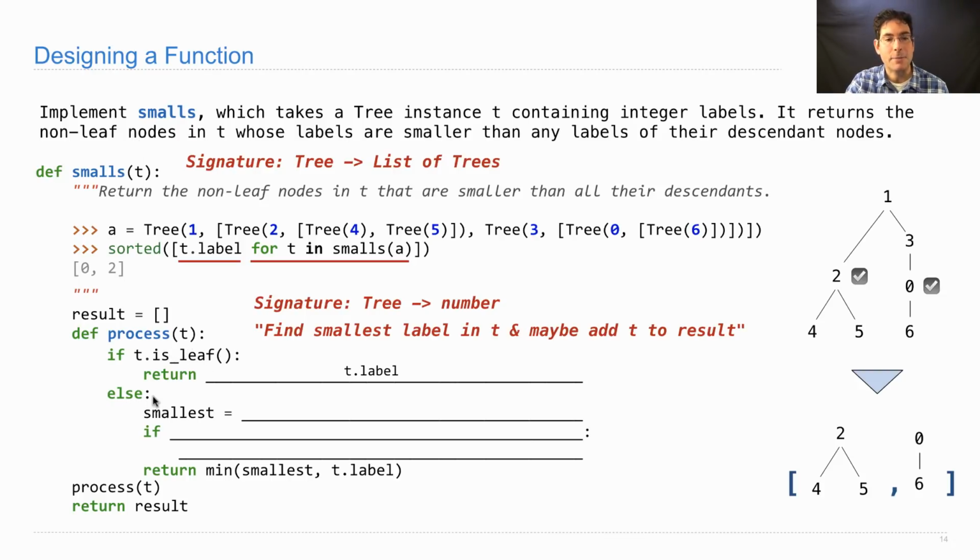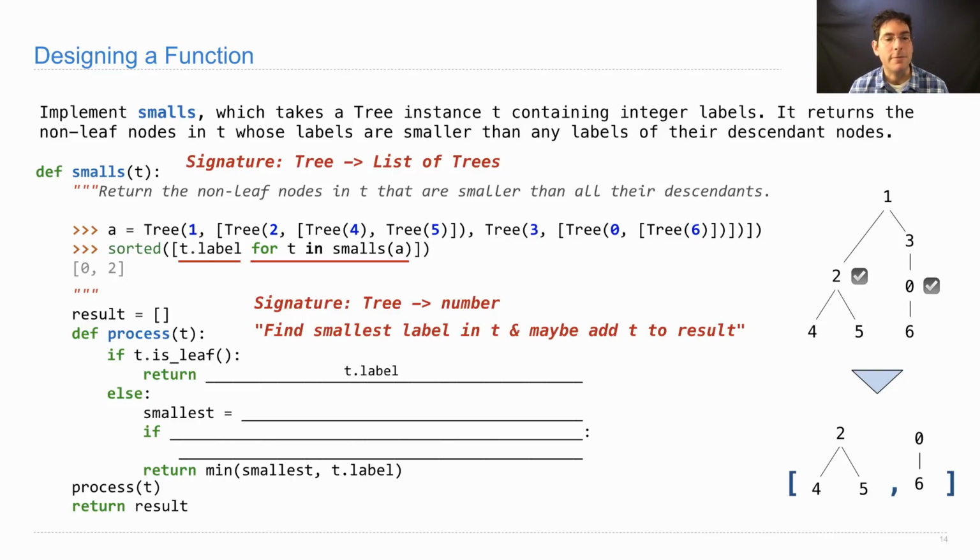Otherwise, we know t has branches. So we need to find the smallest label in those branches. If the root of t is even smaller than the smallest descendant label, then we need to add it to result. And here we see a confirmation of what we described earlier, that the return value should be the smallest label in t, which is either t's label or the smallest label in its descendants.